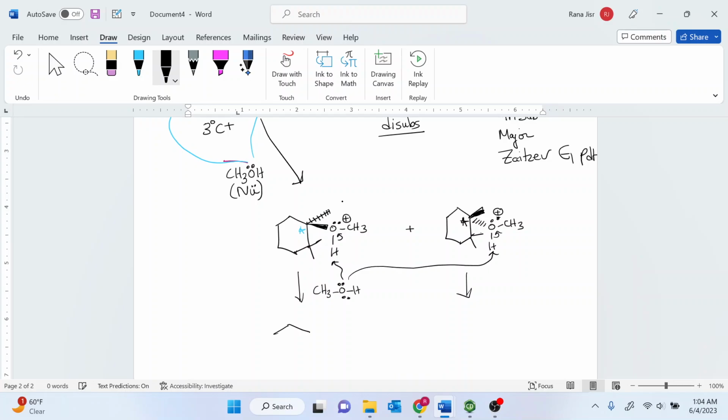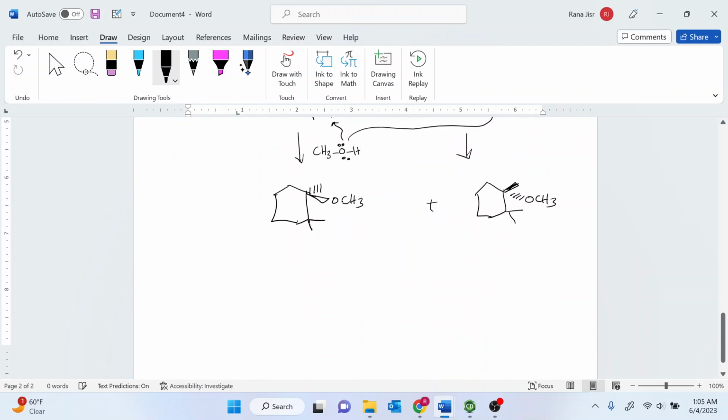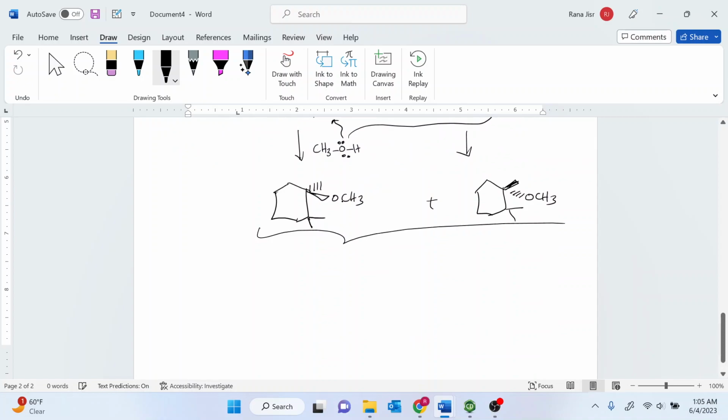So I'm going to end up getting 2 products in this case, and those products are going to be a racemic mixture with respect to each other. If I combine them together, because one is 50% R and the second one is 50% S, so these two, combining those together, they will be optically inactive because they are a racemic mixture.